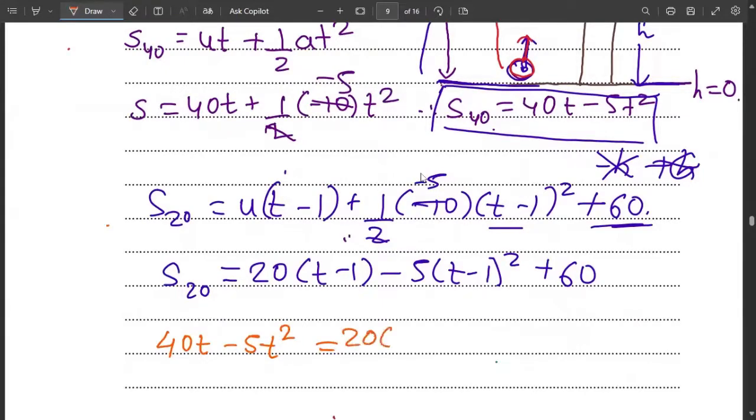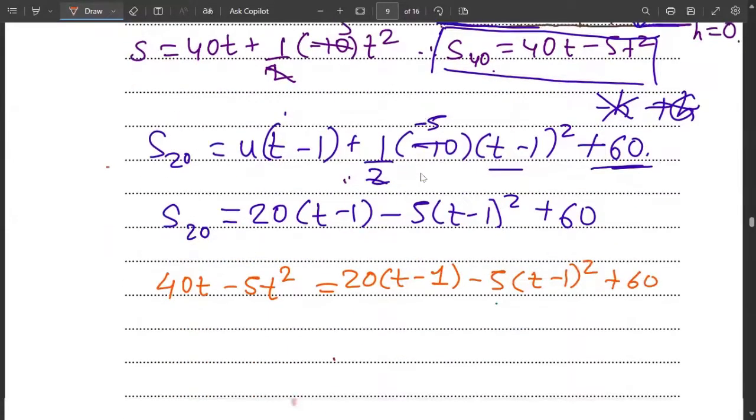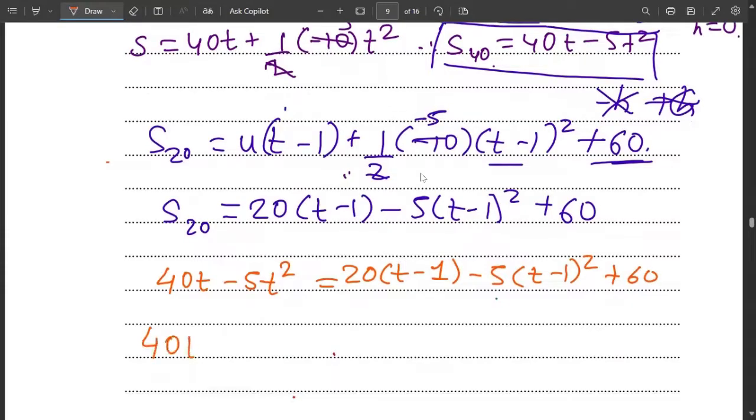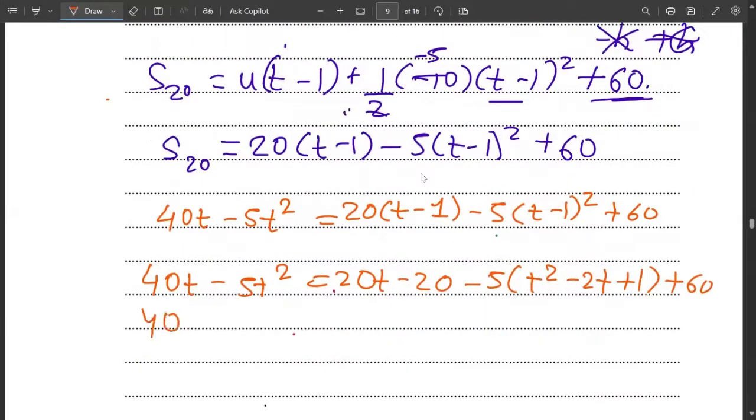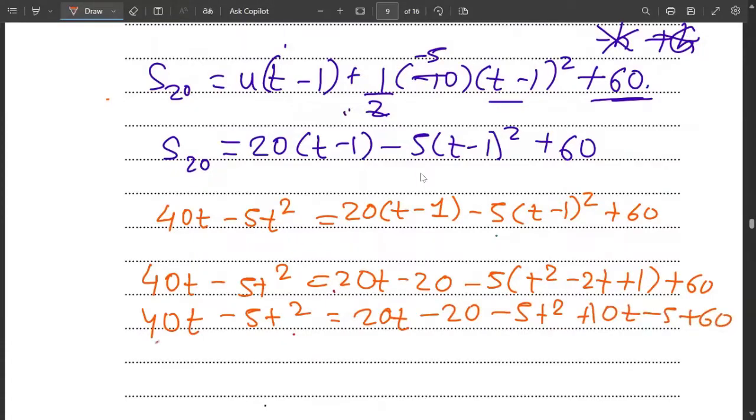S20 is 20(t - 1) - 5(t - 1) whole squared + 60. Now quickly we'll simplify everything. So it will become 40t - 5t² = 20t - 20 - 5(t² - 2t + 1) + 60. Again, further simplification: 40t - 5t² = 20t - 20 - 5t² + 10t - 5 + 60. Now we can add and subtract things.